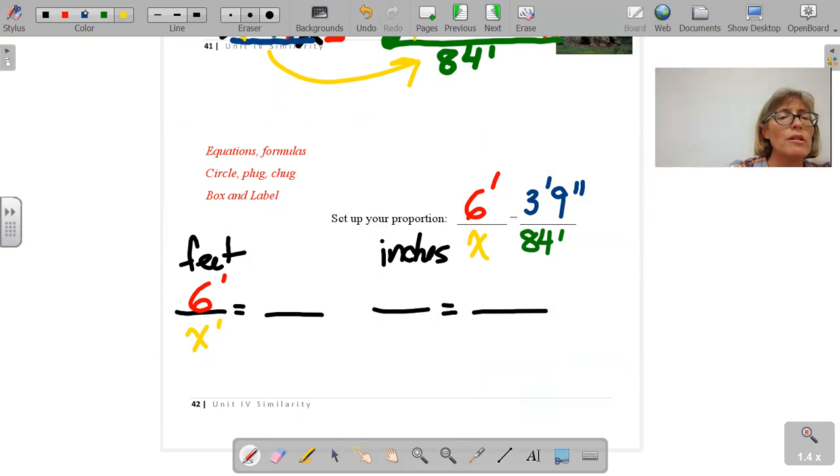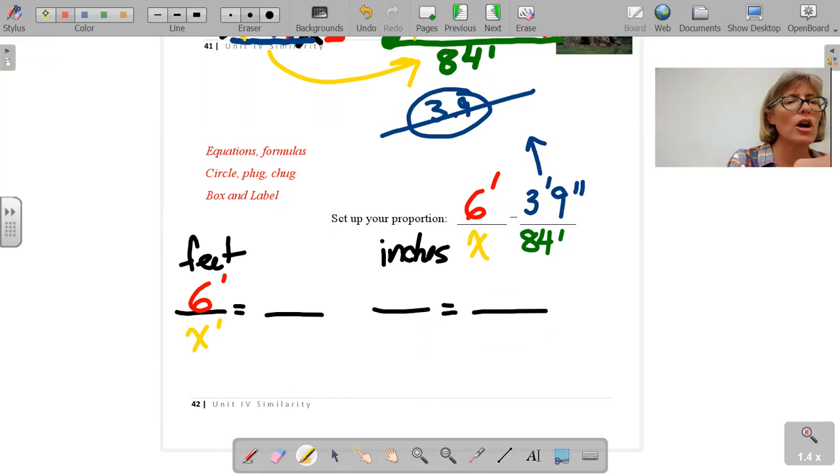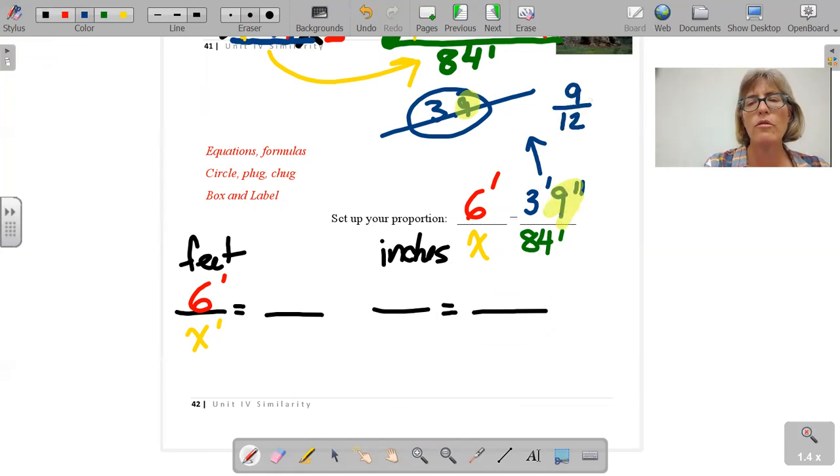Now here comes the fun part. You know, yay, American system, it's a base 12 instead of a base 10. So watch carefully, guys. You don't want to get this wrong on a test. 3 feet, 9 inches is not 3.9, friends. No, it's not. Why is it not 3.9? Because 0.9 is a base 10 decimal system, and 9 inches is a base 12. So, therefore, we have to convert the 9 inches, put it over base 12.